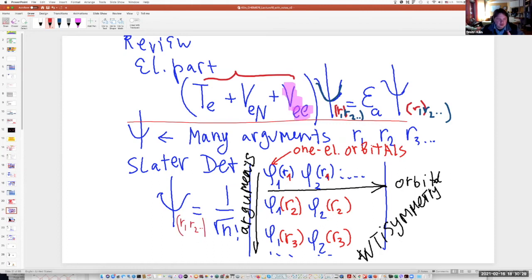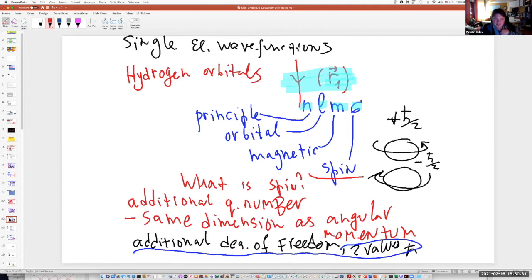This was not new. It was a summary of what we did last time. And one-electron wave functions for atoms have 4 quantum numbers: principal, orbital, magnetic, spin. And today we are going to focus on spin. So I'm going to say something that I suggest you never repeat in public. I'll say something wrong, which, however, will help us to understand the material.